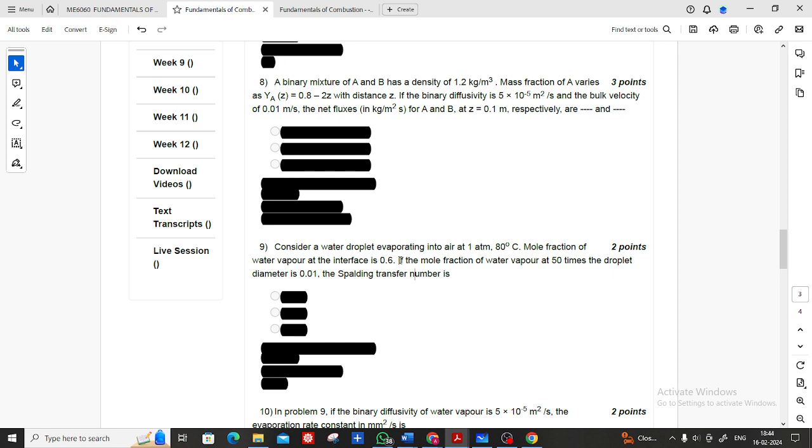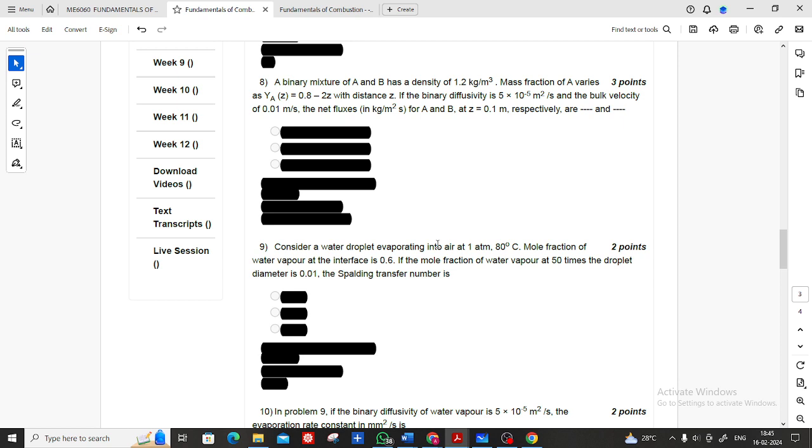You are saying: if the mole fraction of the water vapor at 50 times the droplet diameter is 0.01, right? So this mole fraction value is at the interface or at what place in the space? I am getting your question, but I don't want to answer. I want you to think. Just think about it. You will get the answer. It's clear in the question what space it is indicating. Is it indicating infinity? Is it indicating the surface temperature, or what is it saying?